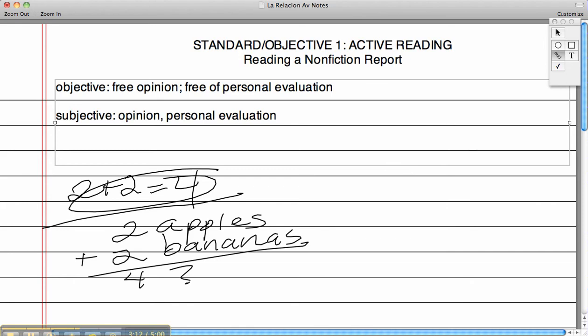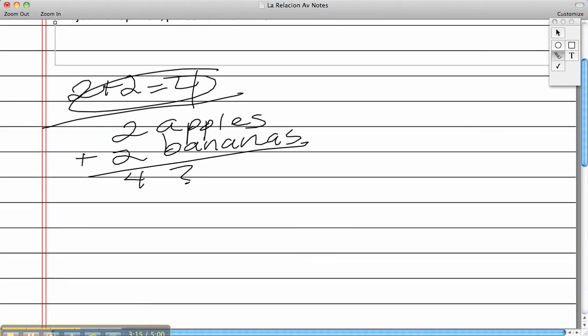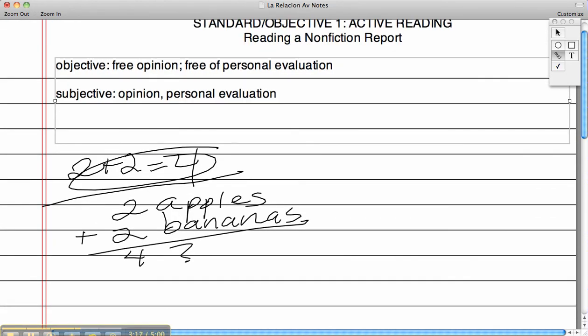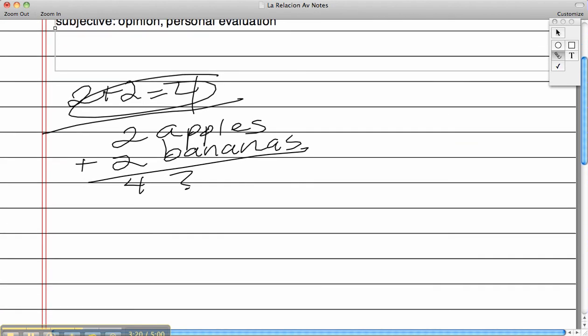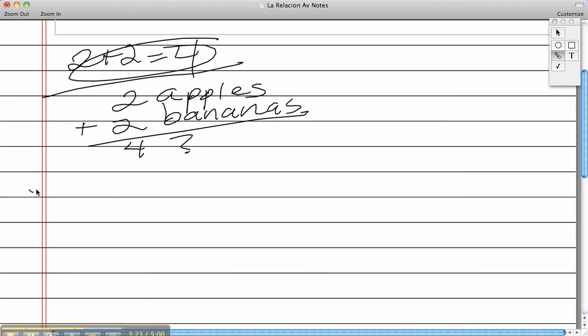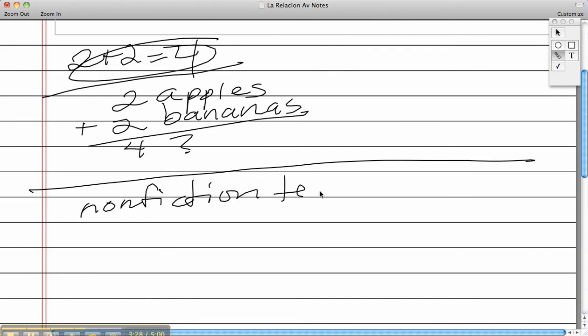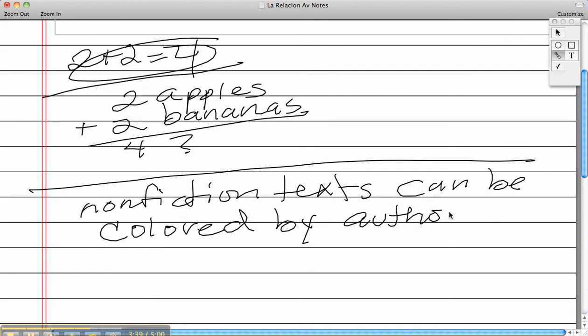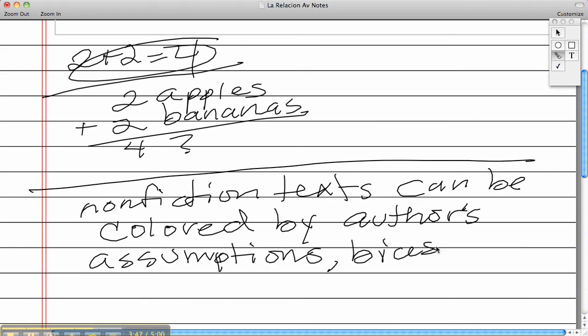And that's what I want you to see: that texts that are supposed to be objective and free of opinion are not always so. They're colored. Nonfiction texts can be colored by people's opinions, by the authors' assumptions, biases, basically their opinions. This is what they believe.